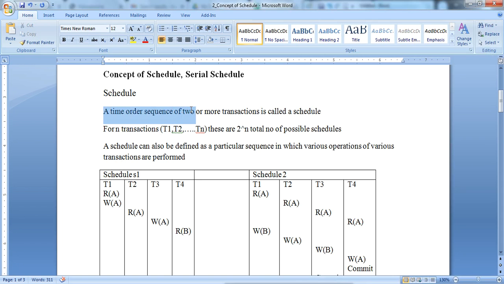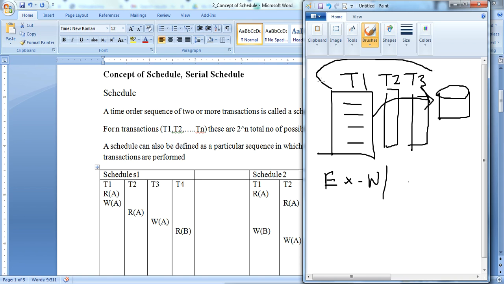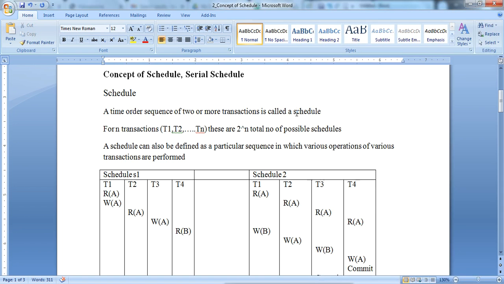A time-ordered sequence of two or more transactions. It means when we have two or more transactions like T1, T2, T3, and they run together in some order, then we can say that it is one schedule. The time-ordered sequence of two or more transactions is called a schedule.